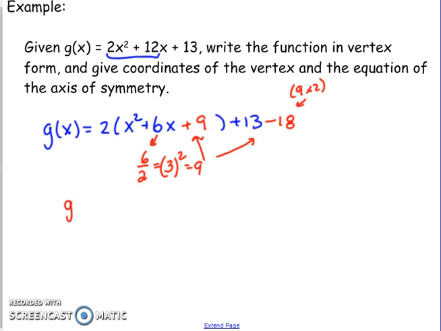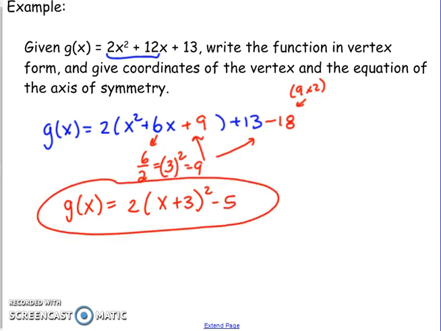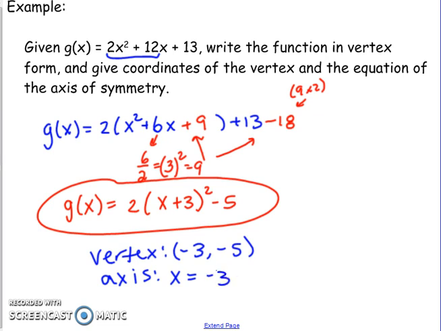So when we go to write this, g of x equals, the 2 is on the outside, the perfect square trinomial is x plus 3 squared, and on the outside I have minus 5. So now the vertex is the opposite of h, so negative 3, negative 5. And as for the axis of symmetry, the axis of symmetry is x equals negative 3.